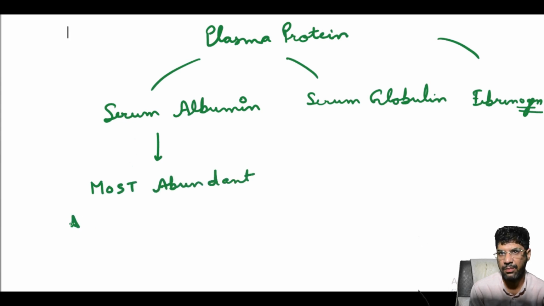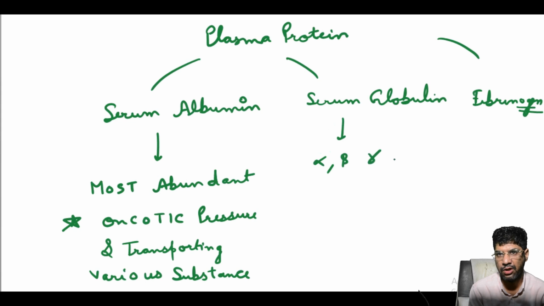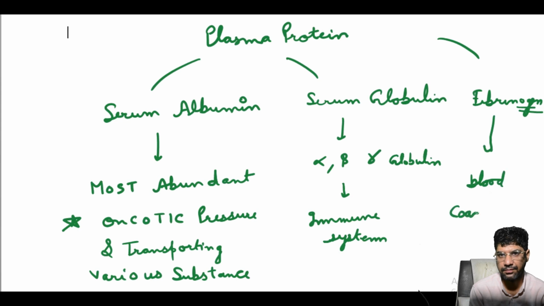So remember, serum albumin is the most abundant protein, and it is responsible for maintaining the oncotic pressure and transporting various substances. Serum globulin, remember, is composed of alpha, beta and gamma globulins, and gamma globulins play a role in the immune system by acting as an antibody.